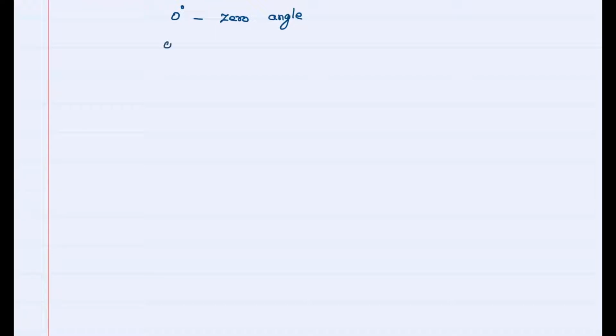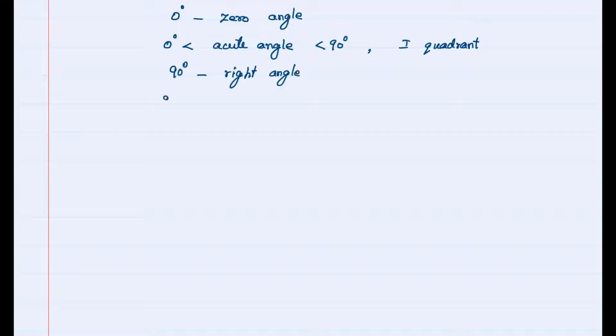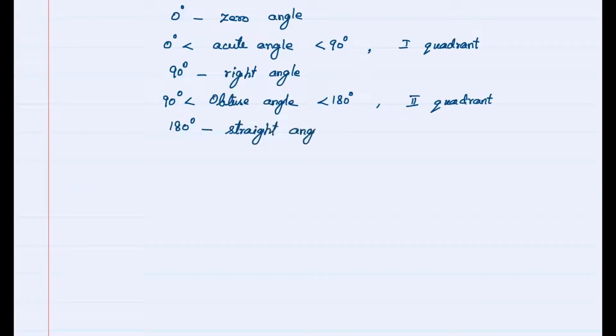And if the angle is between 0 degrees and 90 degrees, it is called an acute angle, which is a first quadrant angle. And 90 degrees is called a right angle. And if the angle is between 90 degrees and 180 degrees, it is called an obtuse angle, which will be in the second quadrant. And we know that 180 degrees is called a straight angle.